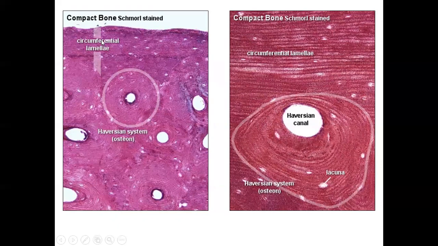Okay, this is the circumferential lamella, the outer circumferential lamella. You can see here, this is part of the outer circumferential lamella.